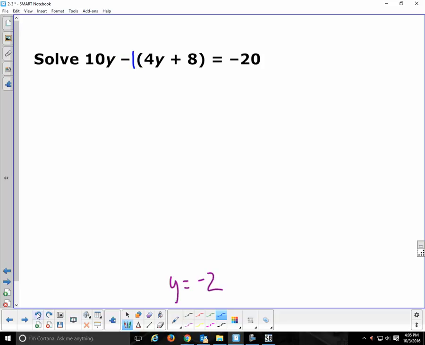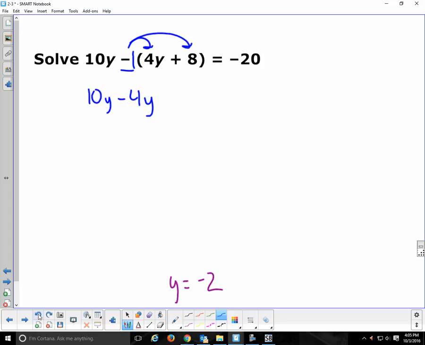4y plus 8 equals -20. Let's distribute this -1 through. Let's get rid of those darn parentheses. 10y, let's see, -1 times 4 is -4y. So really, these parentheses weren't necessary. It was kind of like having a -4y there.